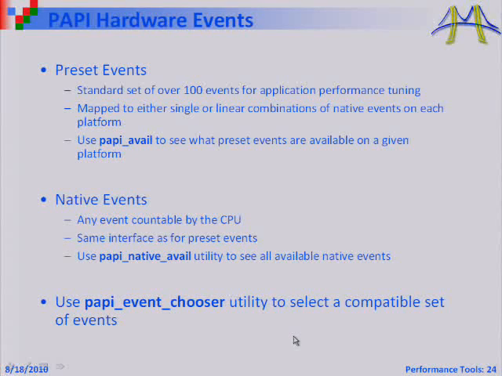And PAPI also ships with a tool called PAPI Event Chooser, which allows you to figure out the set of counters that you can count simultaneously. Because, as I mentioned earlier, there are certain restrictions. You cannot count any event at the same time as any other. So the PAPI Event Chooser allows you to build a set that you can count at the same time.